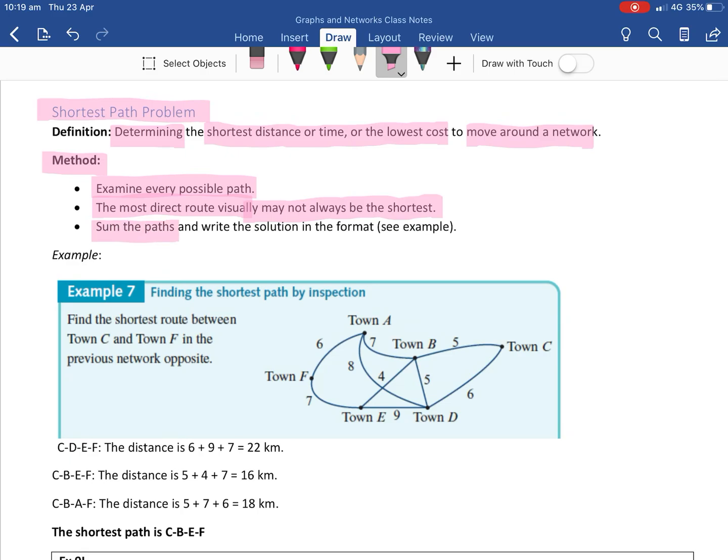And then you find the sum of the paths. You add up all your paths and write the solution in the format below, which looks like this. You need to show us all the different routes you've done to see which one is the shortest. So for this one, we're trying to find the shortest route between town C and town F. Our first route is from C, D, E and F. We've got 6, 9 and 7, which is 22 kilometres.